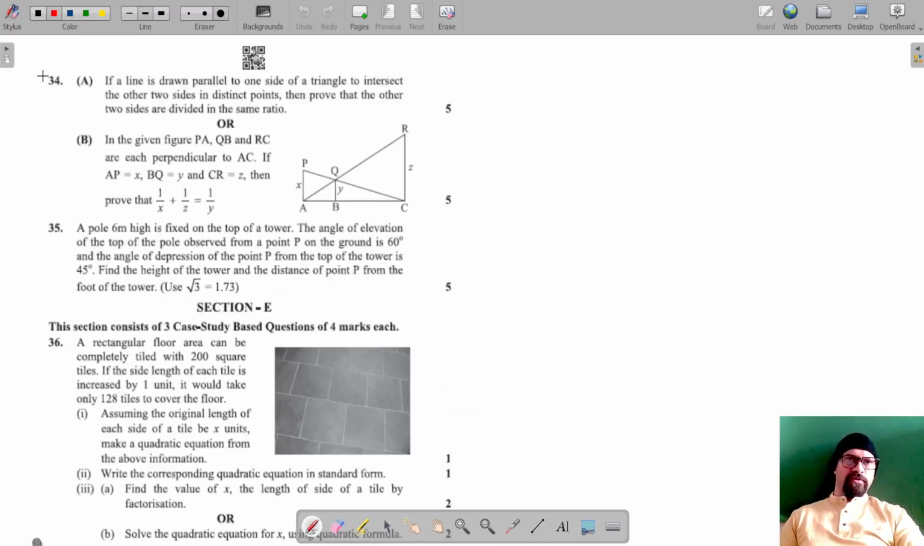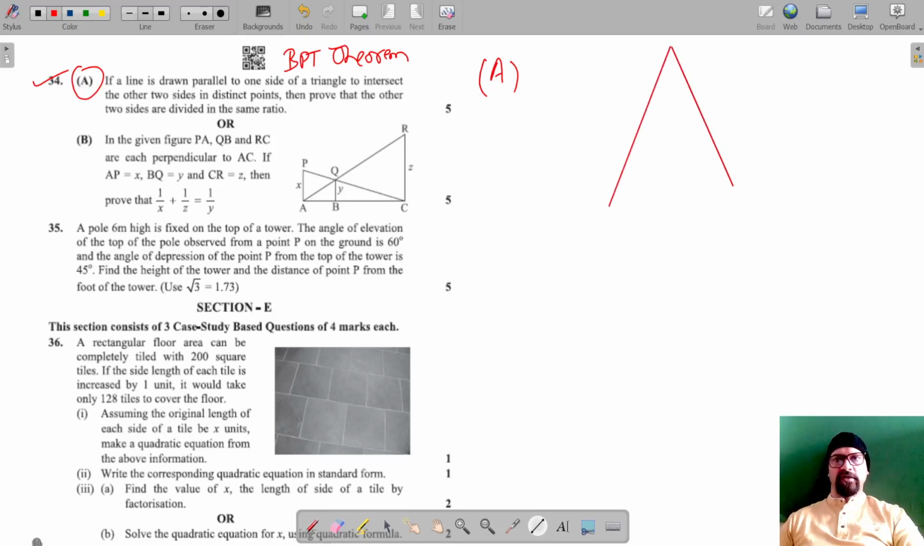Question number 34, part A. We have to prove that if a line is drawn parallel to one side of a triangle to intersect the other two sides in distinct points, then the other two sides are divided in the same ratio, which is the BPT theorem. So let's try to prove that.